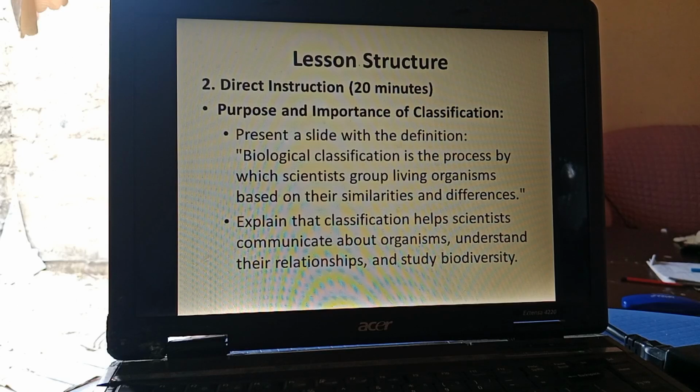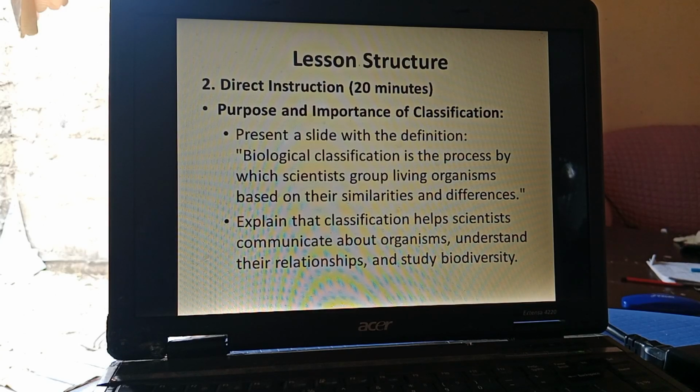Still on the lesson structure, the second thing you do is direct instruction, where you take 20 minutes. And in these 20 minutes, you are going to give the purpose and the importance of classification. Guys, more details will come in the notes on what the teacher would be doing.